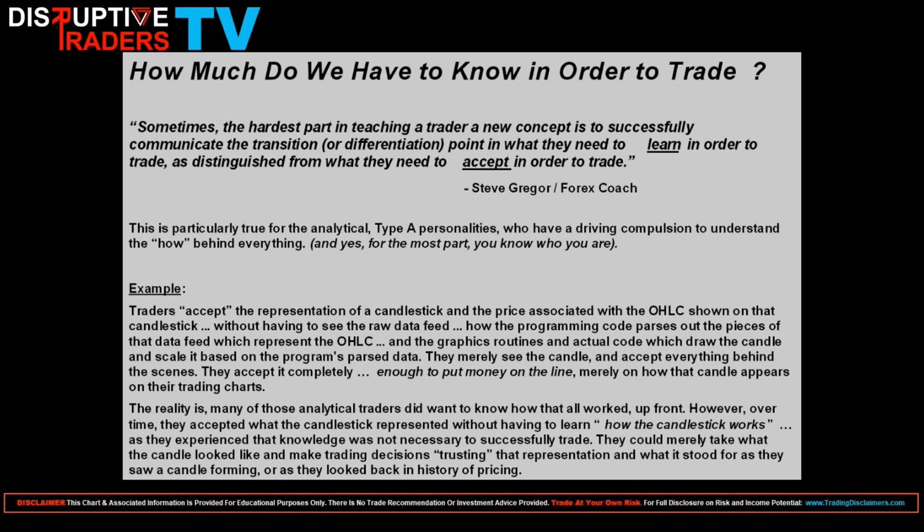They accept it completely, enough to put money on the line, merely on how that candle appears on their trading charts. The reality is, many of these analytical traders did want to know how all that worked up front. However, over time, they accepted what the candlestick represented without having to learn how the candlestick works. As they experienced that knowledge was not necessary to successfully trade, they could merely take what the candle looked like and make trading decisions, trusting that representation and what it stood for as they saw a candle forming or as they look back on history of pricing.